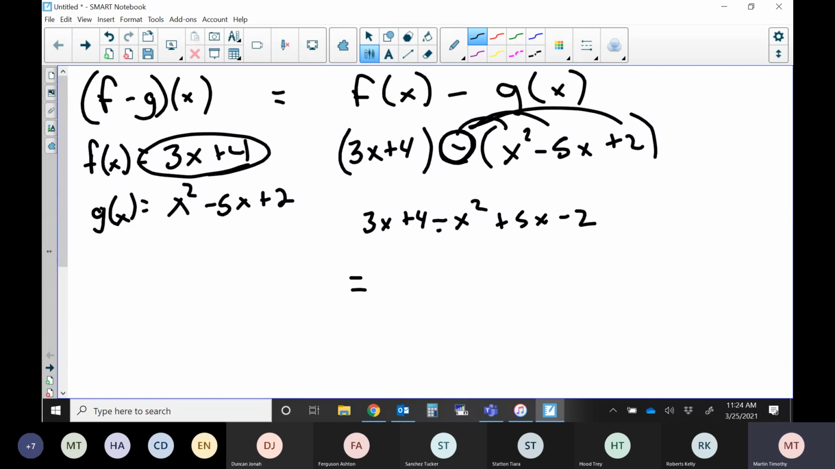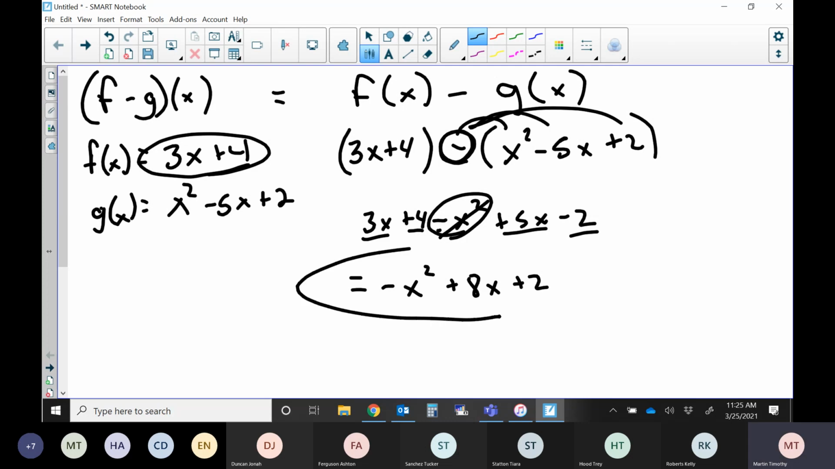And now I'm going to combine like terms. And remember, we can do this in any order as long as we keep the sign. So like when I pull this forward, it's just a negative x squared. And then a plus 3x and a plus 5x turns into 8x. And then this and this turns into a plus 2. And that would be my final answer.